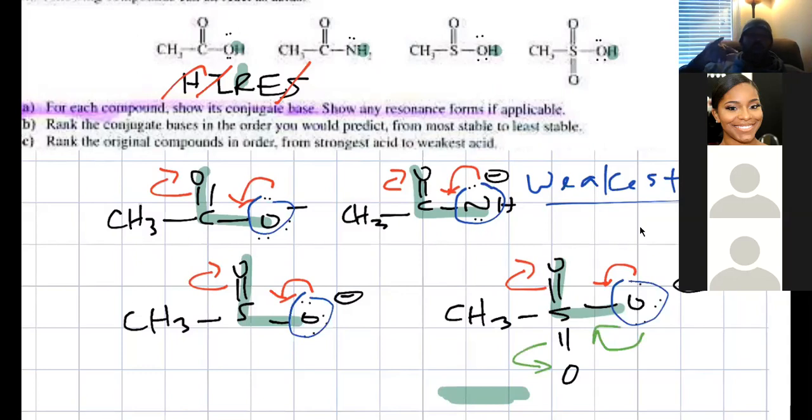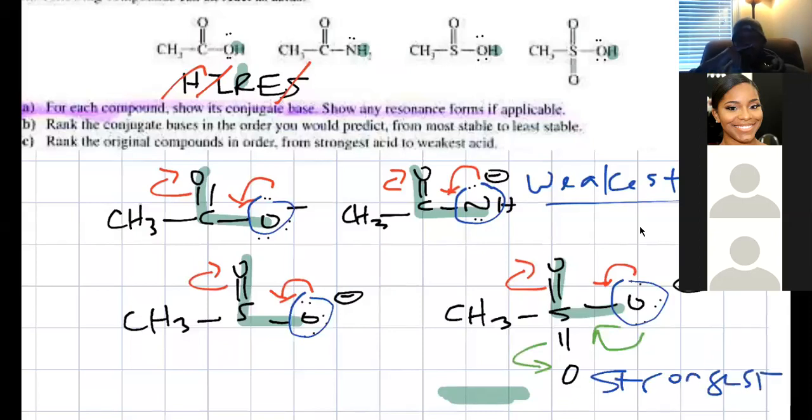Yes. What do we know about resonance as it relates to stability? The more resonance forms you can draw, the more stable the conjugate base is going to be. Are you following? So when we compare that acid to the other 2 acids, what do you think is going to be our strongest one? Yes. All right, so this is going to be our strongest acid.